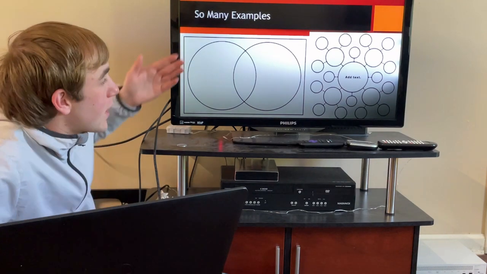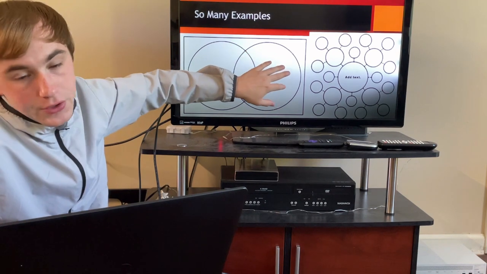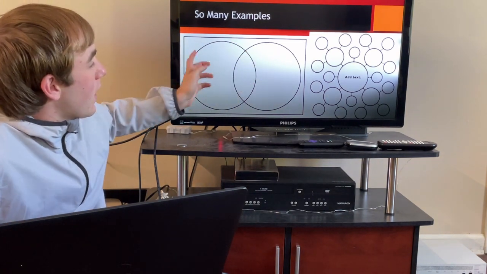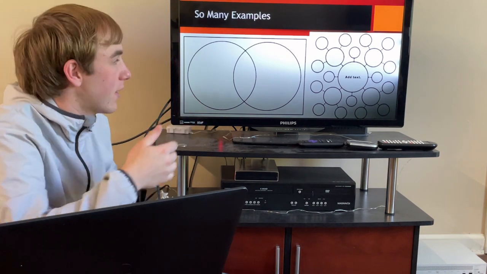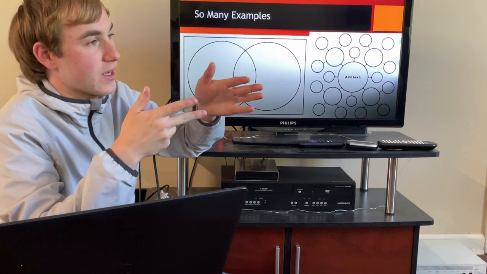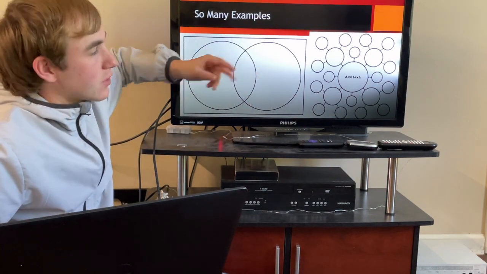Another example, Venn diagram, pretty self-explanatory, right? You have idea 1, idea 2, how are they similar, and how are they not similar, right? That's a graphic organizer right there. So instead of a big wall of text or two texts presenting two different arguments, this kind of more summarizes it, you could say.